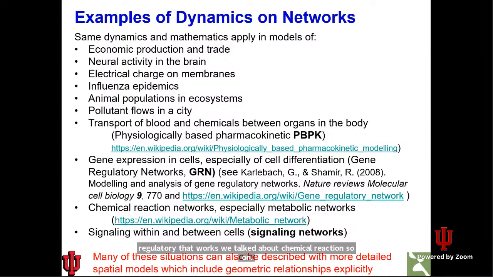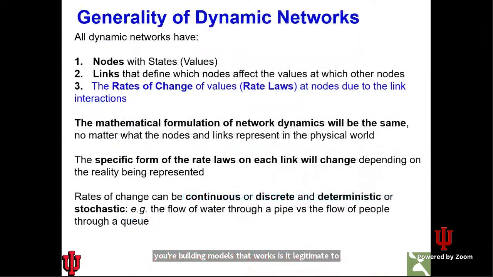Almost all of these are also things that do have a spatial component. The network models typically leave out the spatial component. And again, I mentioned that in the spring, I teach a class where we put the spatial components back in. But one of the questions you might want to ask yourself when you're building models of networks is whether it is legitimate to leave out all the things that you're leaving out when you build a network model.